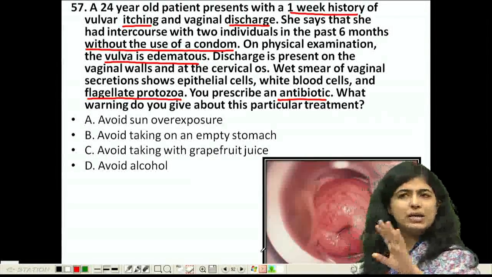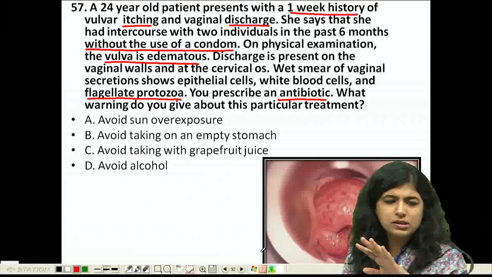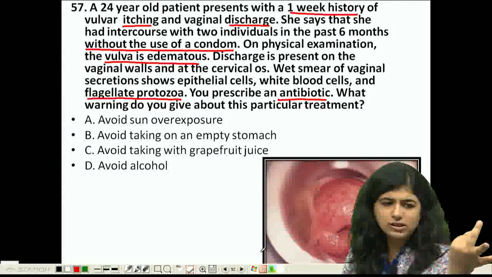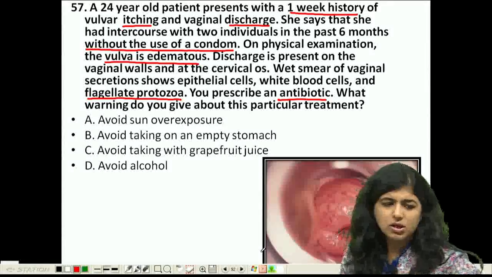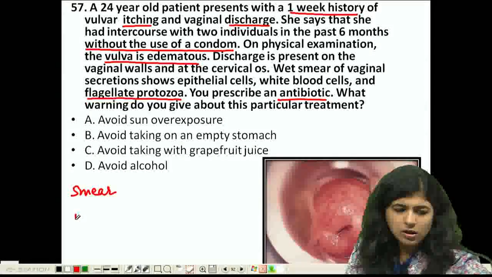You cannot make out anything from the discharge. There is nothing particular about the discharge. There is no description of the discharge. It is just said that the discharge is present on the vaginal wall. So how do you make the diagnosis? You make the diagnosis from one, smear, two, image.